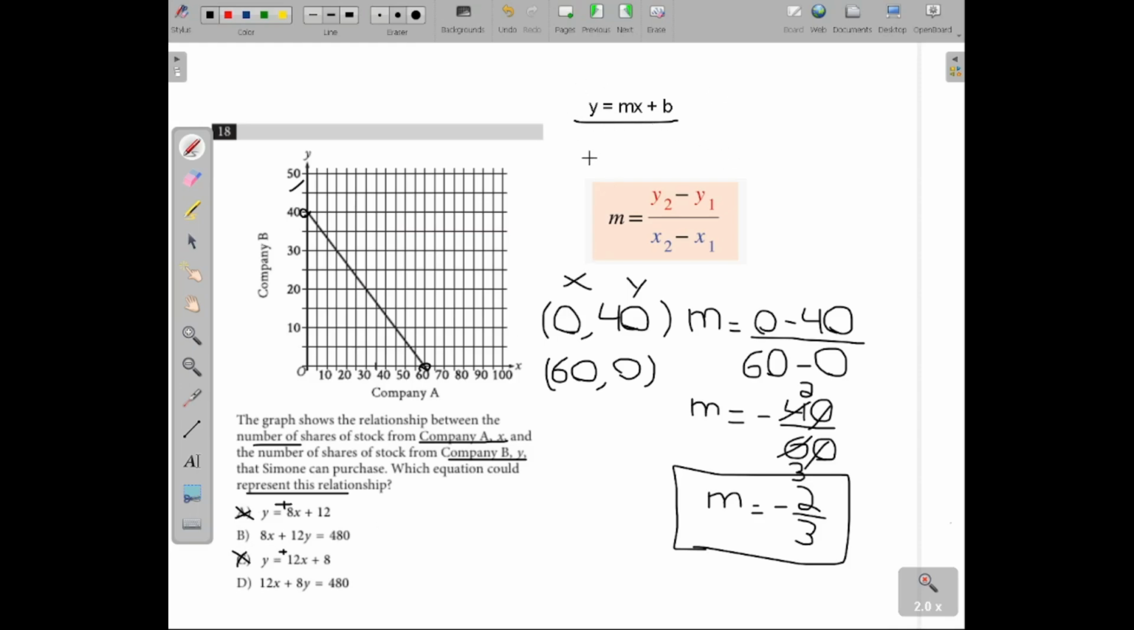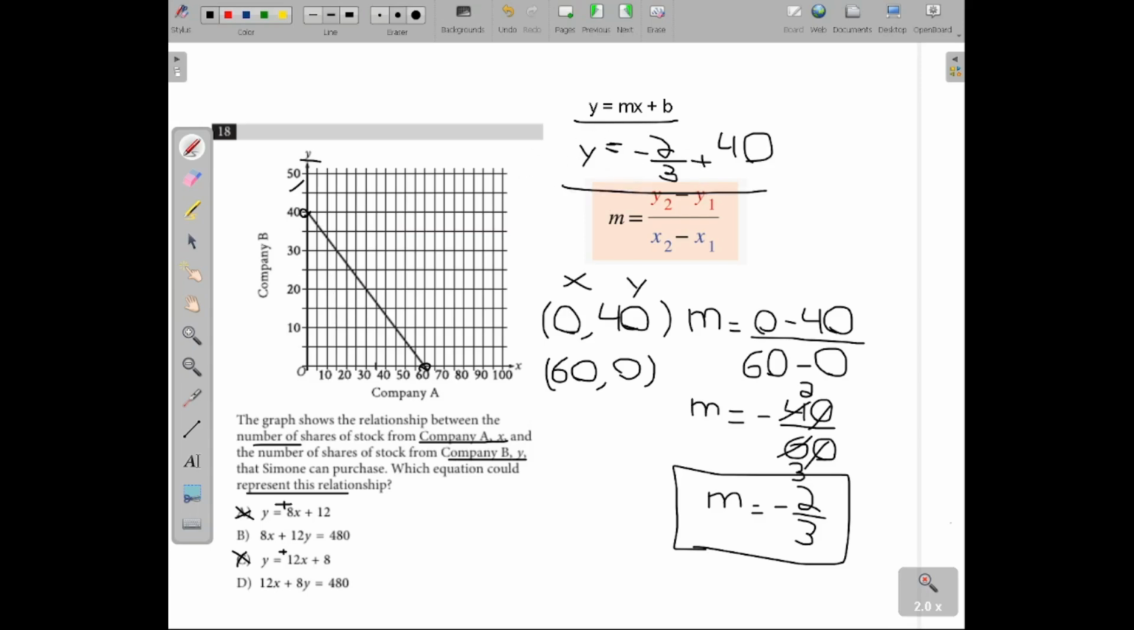Let's find our equation, this is the formula for a line. So y is equal to the slope that we just found, minus 2/3, plus b, the y-intercept. Y-intercept means when the value of x is equal to 0, the value of y is 40. So plus 40. That's the equation that represents the relationship between these two companies.